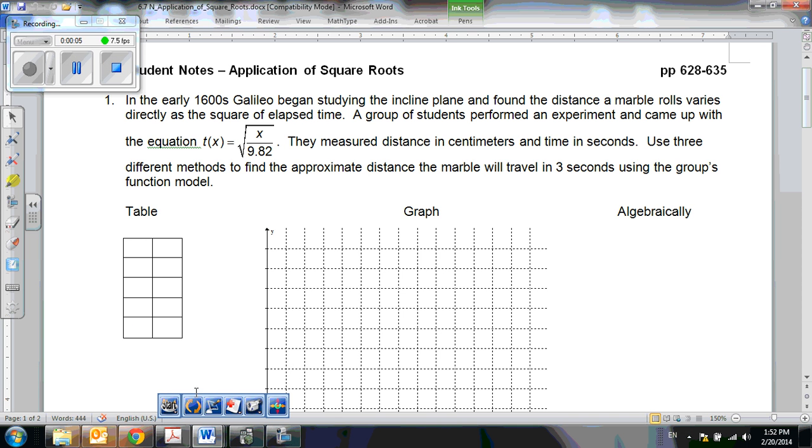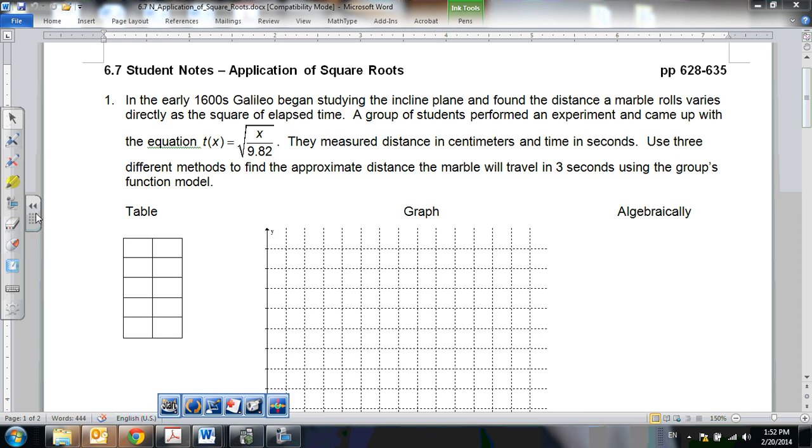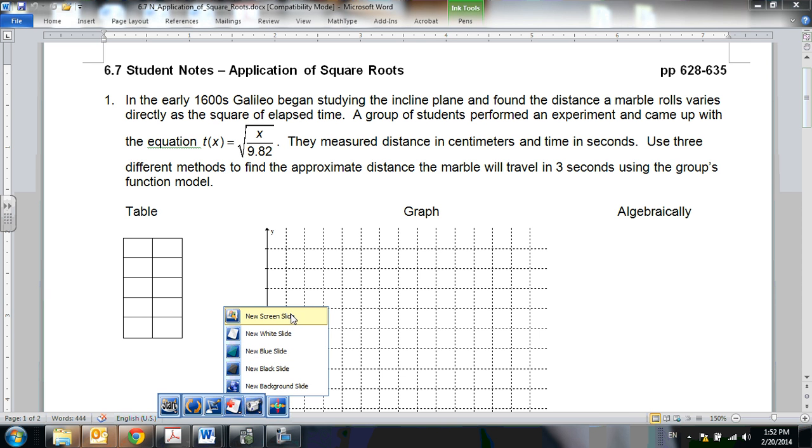All right, so today what we're going to be working on is applications of square root functions. It's going to be a lot of plugging things in and using our calculator to help us out. So if you'll take a moment and please read through number 1.